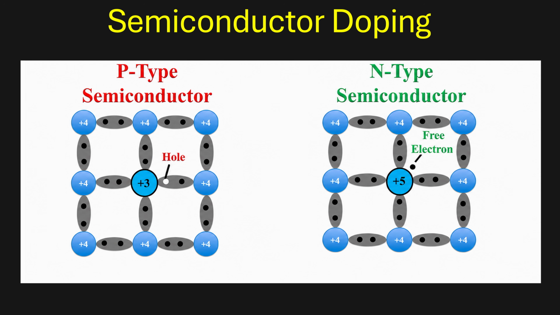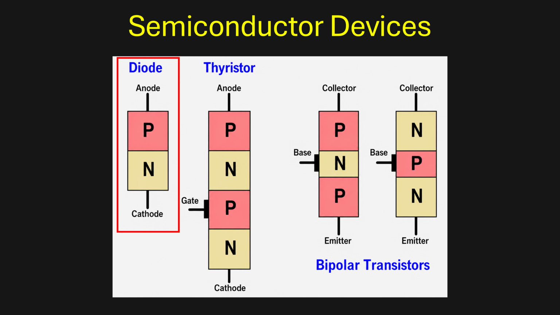Semiconductors doped with acceptors are called p-type since they carry positive charges with holes, and semiconductors doped with donors are called n-type since they carry negative charges with free electrons. Semiconductor devices are defined by how the p and n doped semiconductors are arranged. In optical communications, we are primarily concerned with different types of diodes.